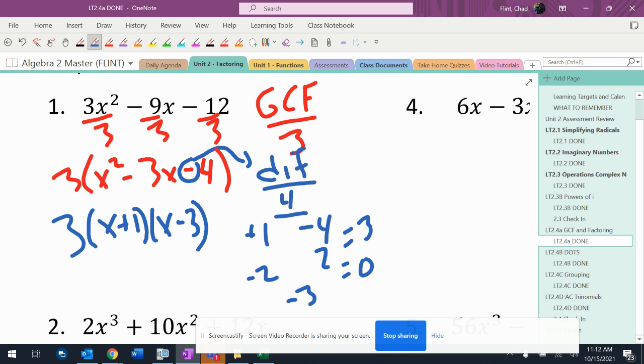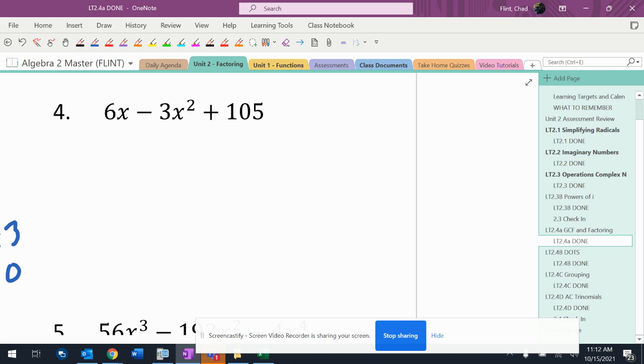So I'm going to get 3 still hanging out, and then x plus 1, x minus 3, and that's factored all the way. So take your GCF out and then treat the thing in the middle just like we were doing. I'm going to go kind of out of order numerically here.